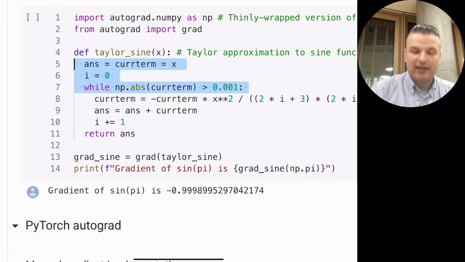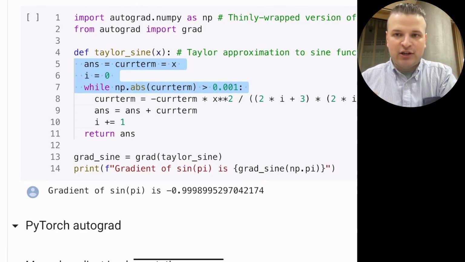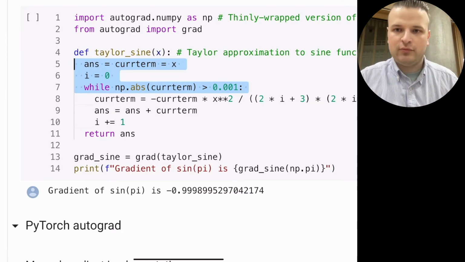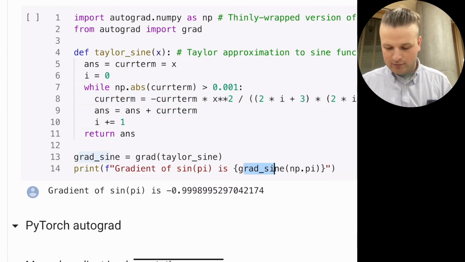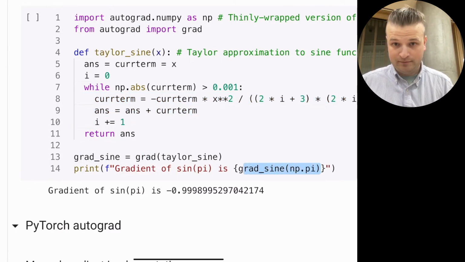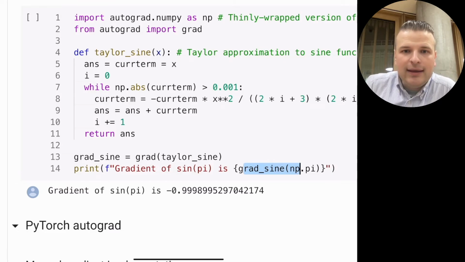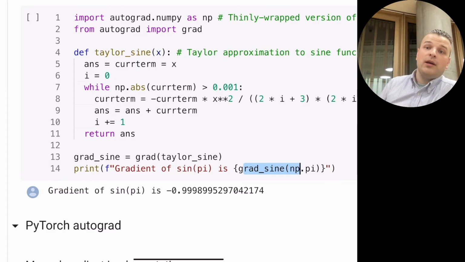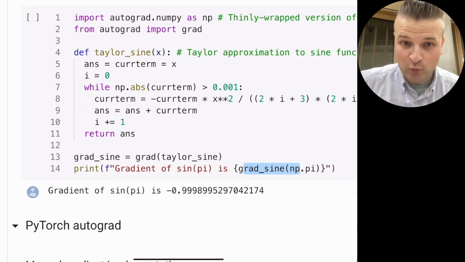You just take your function as an input to the grad function, and the grad function will return you a function, grad sine. And you can just call this function at any point you want. And that's actually pretty correct, because that's the Taylor expansion of a sine function, which should be close to a sine function. And the gradient of a sine is a cosine, and the cosine of pi should be equal to -1, which is pretty close to the computed answer here.